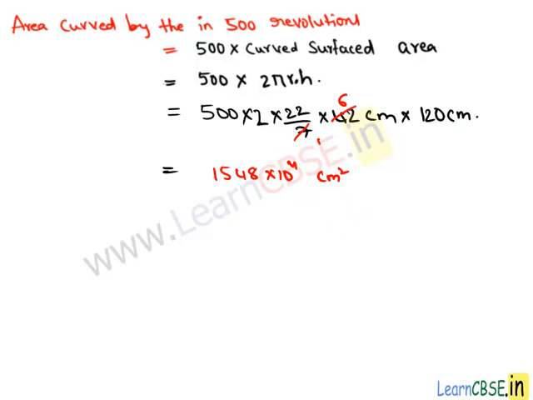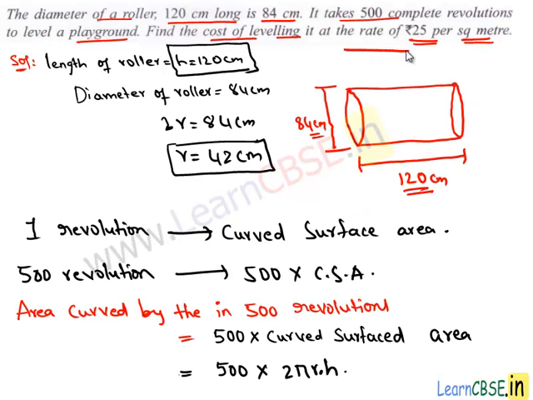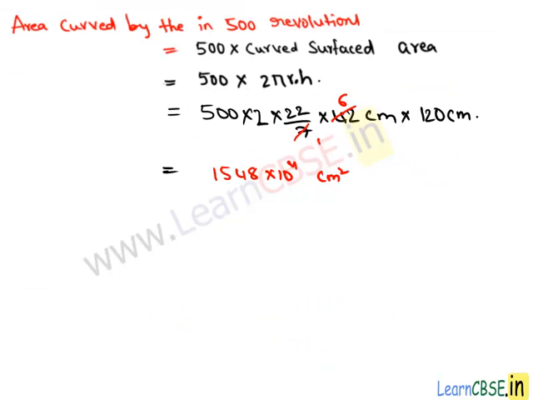If you look at the question, we are given the rate of leveling the ground per square meter is 25 rupees. Here we are given the cost in square meters. So we convert centimeter square into square meters, and then we get the area in meter square, which is 1548 meter square. It is because 1 meter is 100 centimeters.